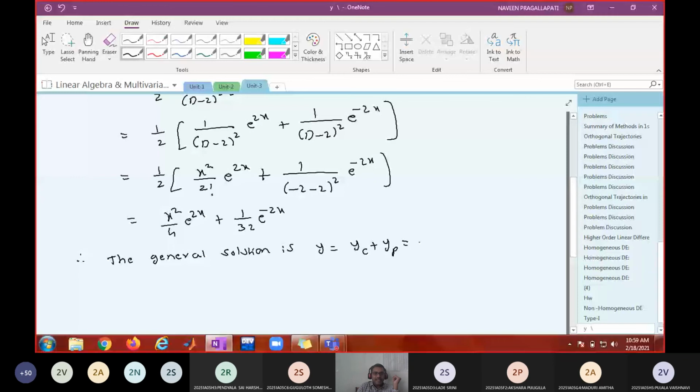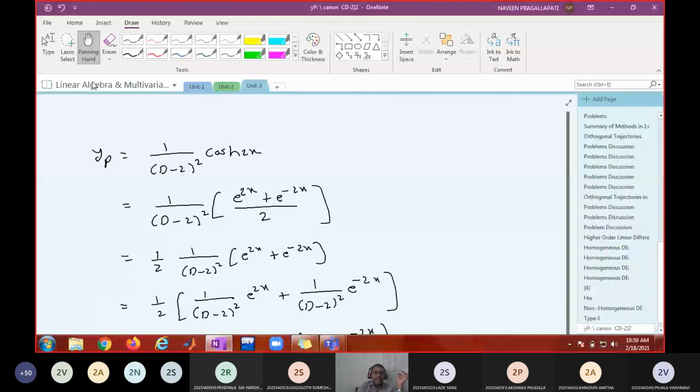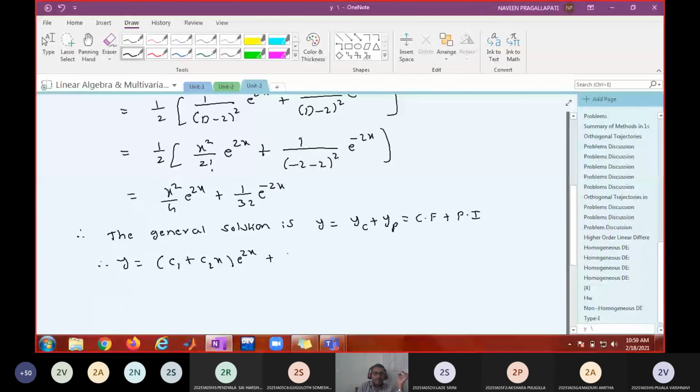The complementary function we got is (c1 + c2x) e^(2x). This is our original problem. So the complementary function is (c1 + c2x) e^(2x) plus the particular integral. This is our particular integral: x²/4 e^(2x) plus 1/32 e^(-2x).